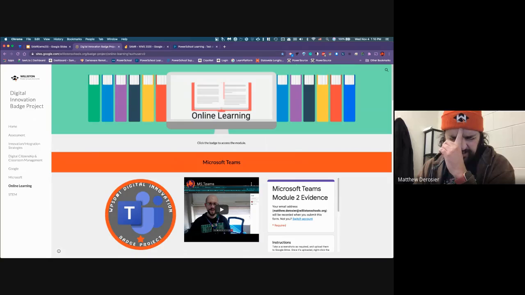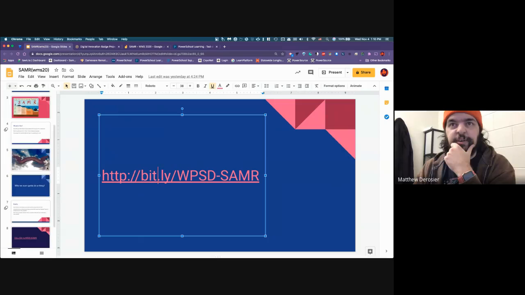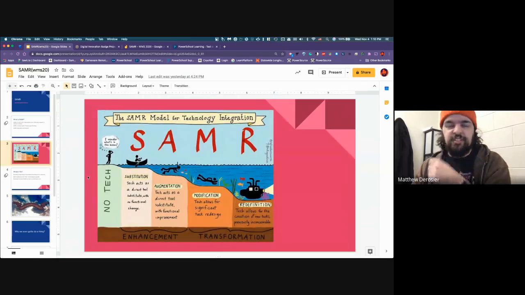Somebody had a really good question earlier on in the day about the SAMR model. It was basically, is this a recommendation that you should be aiming for redefinition all the time? And the answer to that is no. It's best to have a mix of all the different levels.